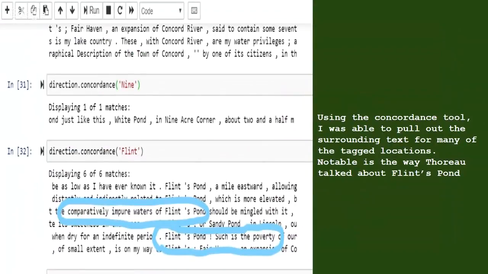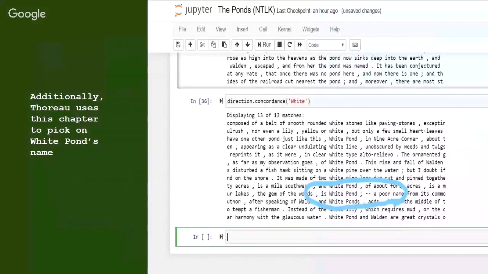And what I did once I was able to pick out all of those places was use NLTK's concordance feature just to see how he talks about these, what they are like in context. Notably, I really wanted to look at how he talks about the ponds that aren't Walden. So in this example, he uses Flint's Pond, and he talks about the comparatively impure water of Flint's Pond in relation to Walden. He's talking about the sense of poverty around Flint's Pond, which are just ways to show that relationally, Walden is such a great place because there are these similar places that just aren't as notable. And I also then did the same thing with White's Pond.